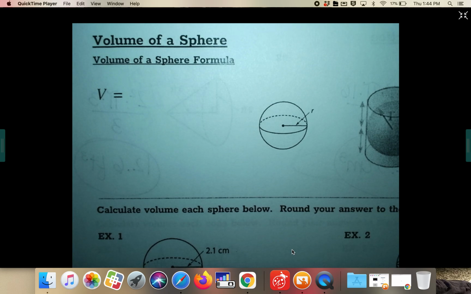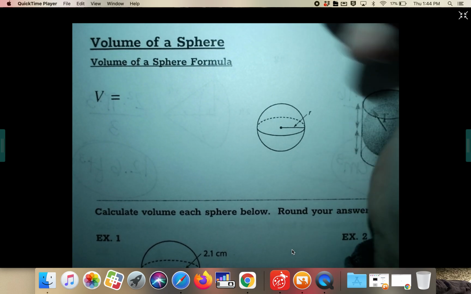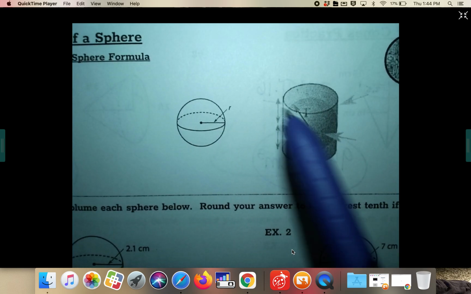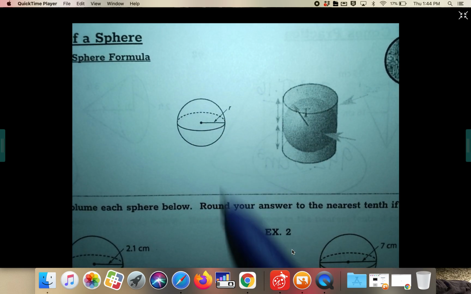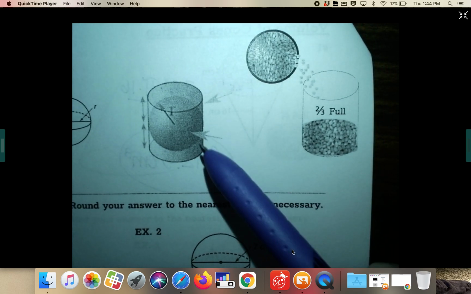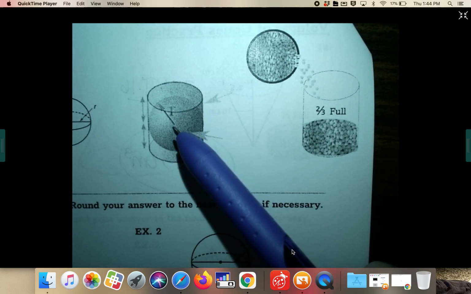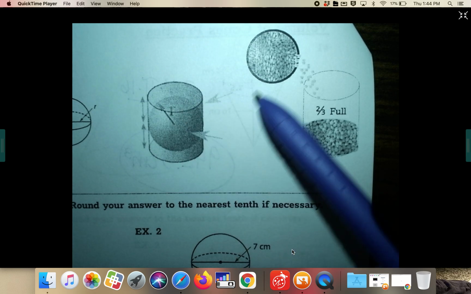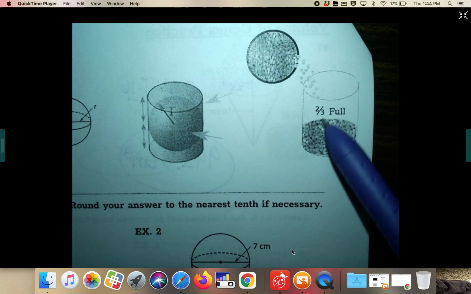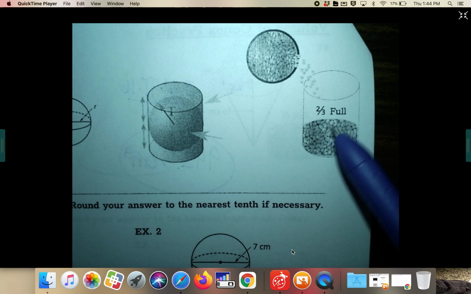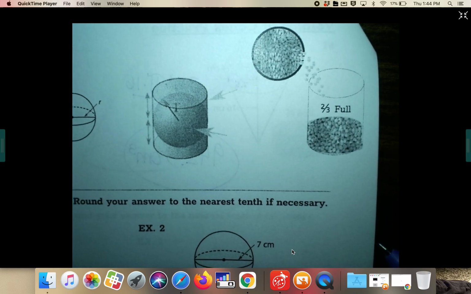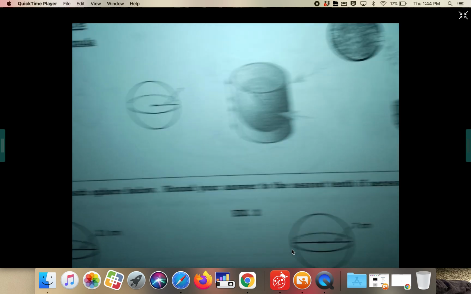Okay, for the volume of a sphere, this is your lesson, and what you need to know first. This is a sphere. It's drawn to look three-dimensional, and here is a sphere inside of a cylinder. If you were to take all of the contents in the sphere and pour it into that same cylinder, it would go about 2/3 of the way full. So that has partly a little bit to do with what our formula is.